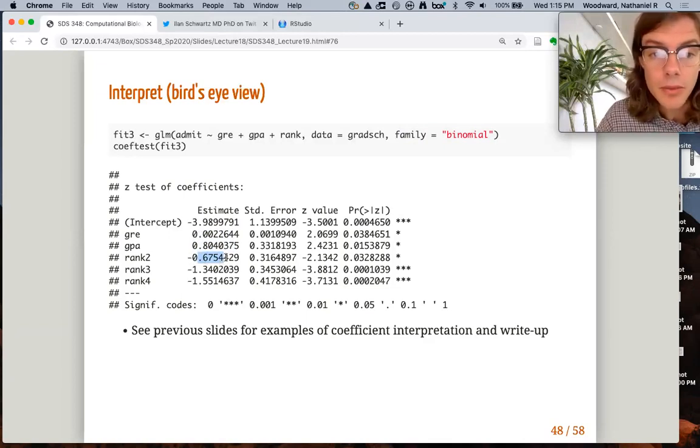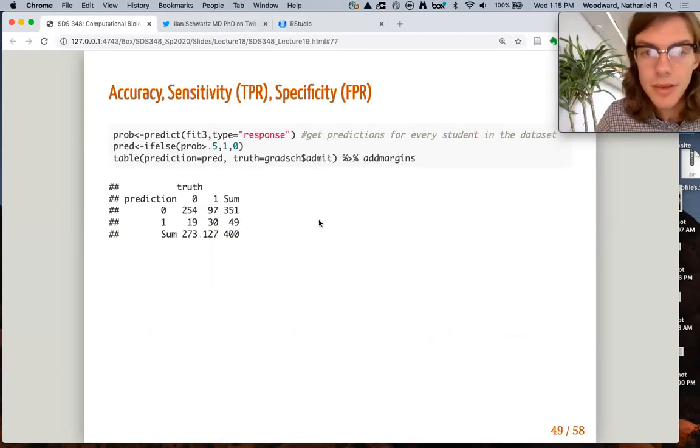So rank, right? So rank 2 schools are less likely to get admission than rank 1 schools. Rank 3 schools are less likely to get admission than rank 1 schools, and rank 4 are less likely, right? So just looking at the negative signs and the positive signs, you can already tell a lot. If you want a full interpretation of every coefficient, check out the last slides. I really just want to focus on the classification performance.